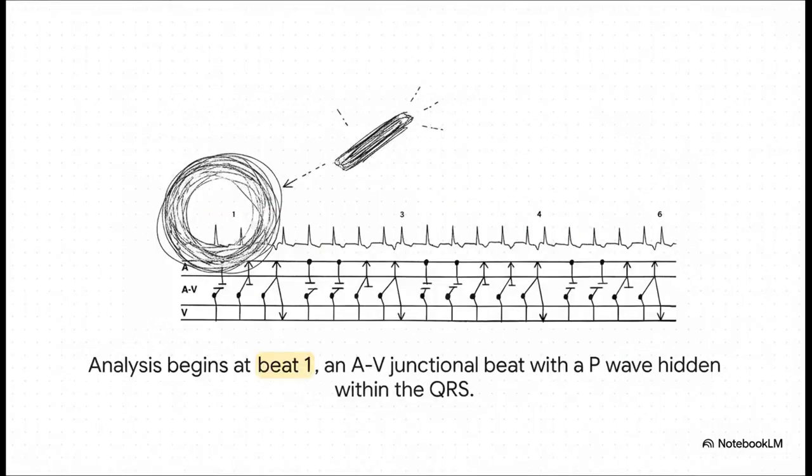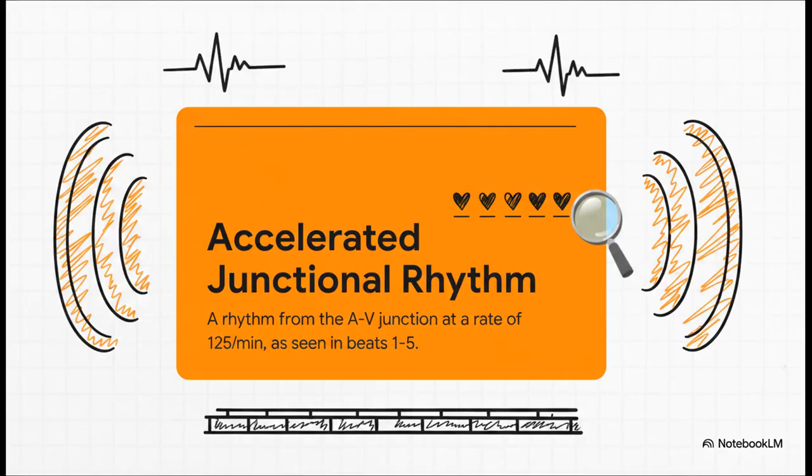So, following our rule, we're starting our analysis right at the arrow, at beat 1. This QRS is narrow, but look closely, there is no P-wave right before it. That morphology defines it as a junctional beat. It means the impulse is coming from the AV junction, not the sinus node. The P-wave is still happening, it's just occurring at the same time as the QRS, so it's effectively buried inside it.